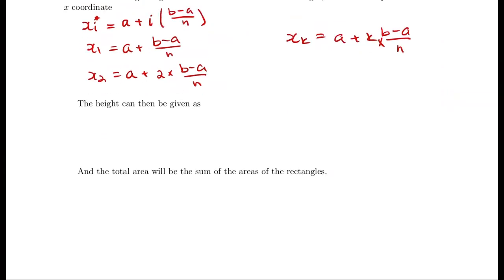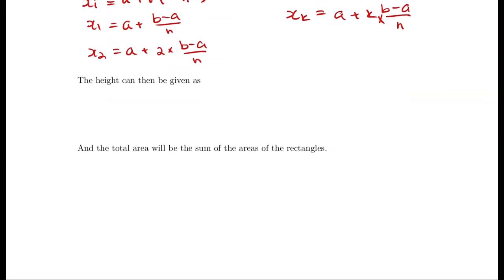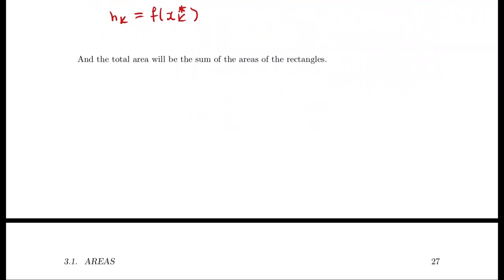And also, the height could also be written as h of k, the kth coordinate, that would just be f at the xk star, or xi star, whatever index you want to use. All right. And the area then will just be the sum of all the rectangles here. So we would just have the area, well, that's just going to be a1 plus a2 plus and so on, plus ak plus and so on until the an.